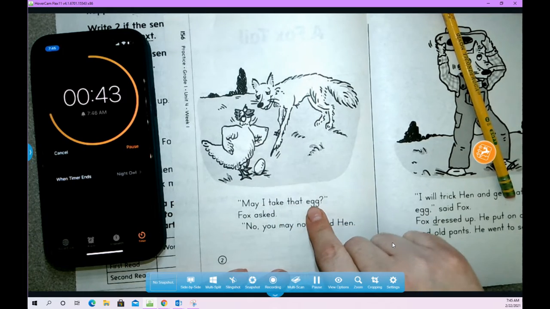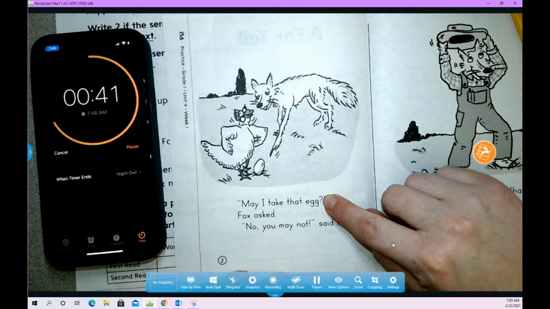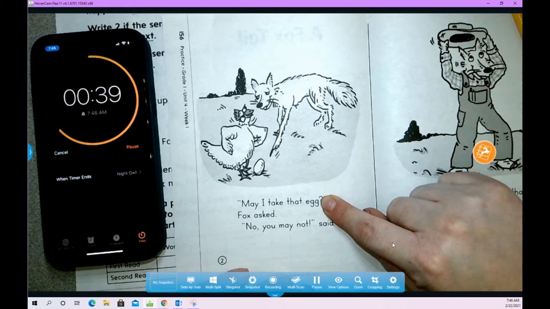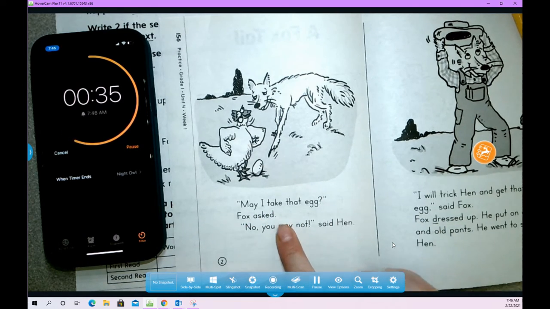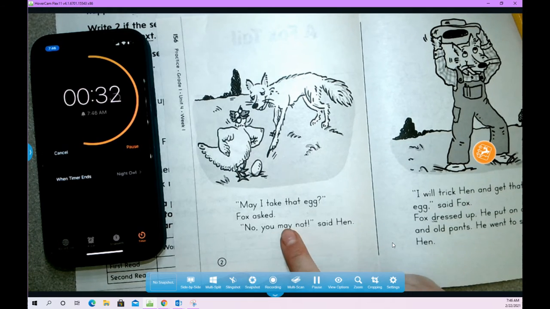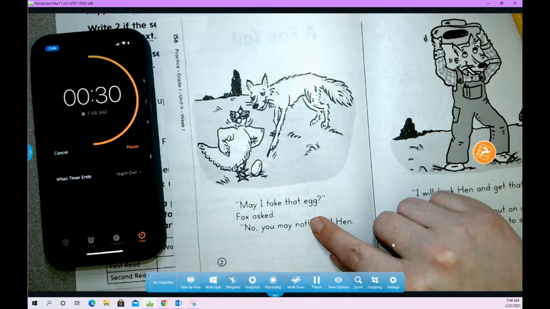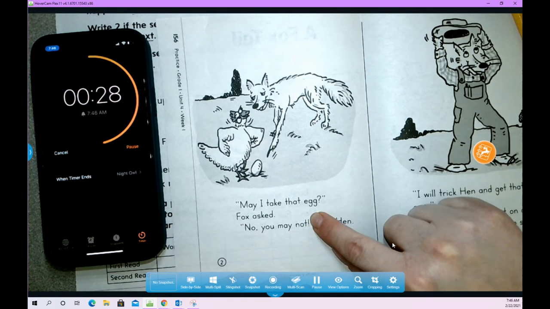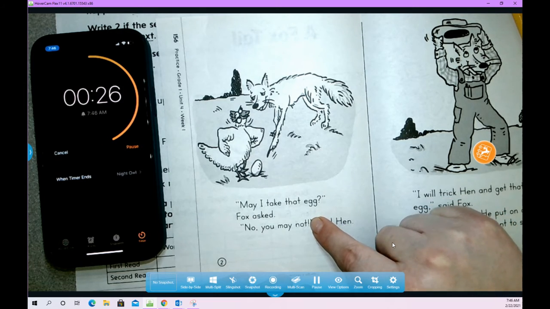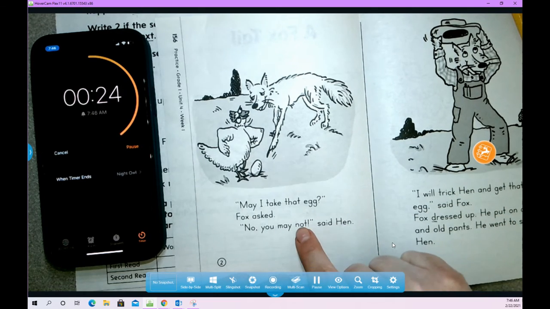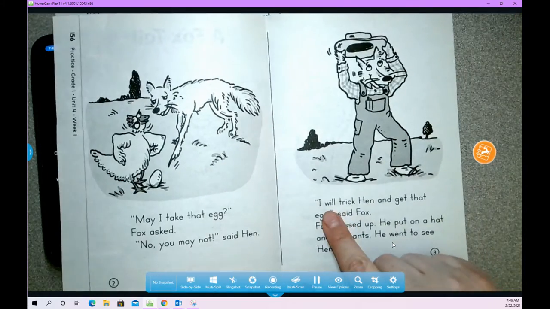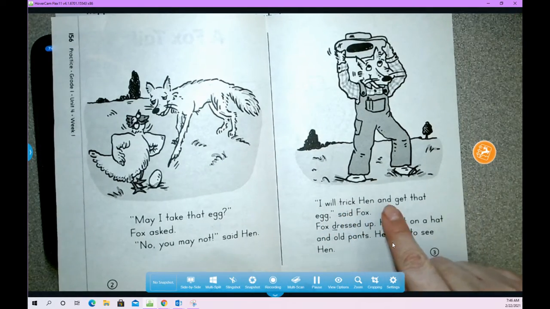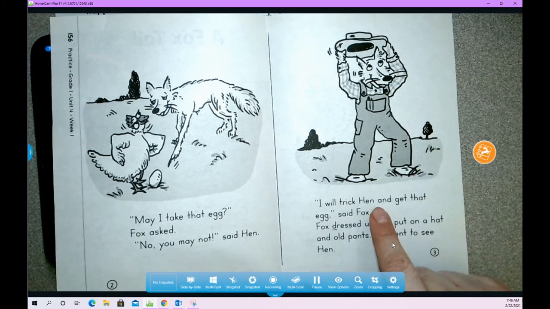"May I take that egg?" And see, that has a question mark, so I need to read it like a question. "May I take that egg?" Fox asked. "No, you may not!" And this has an exclamation mark, so I need to read it with strong emotion. "No, you may not," said Hen. "I will trick Hen and get that egg," said Fox.